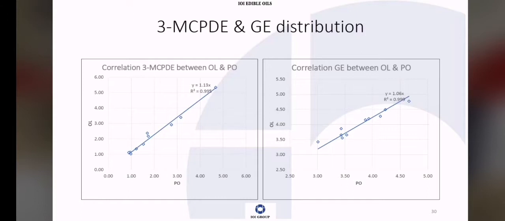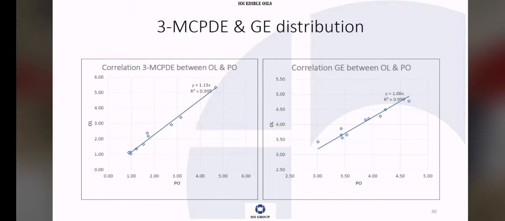We also tried to do a correlation between GE in olein and palm oil. Again, we are able to get quite a good correlation, and again, it applies to our plant. Of course, the levels are too high to be acceptable. It's starting from 3, so it's nowhere near the region that we want to be. So we'll have to develop it further when we come down to lower GE levels. But again, the GE concentrates in the olein.